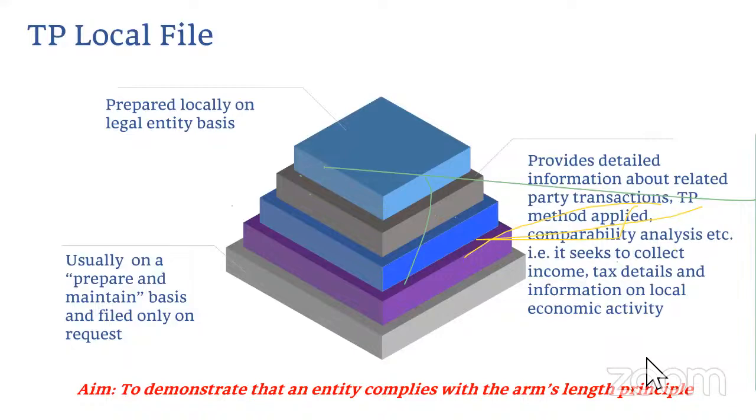Then what is also in this TP file? It provides detailed information about related party transactions, the TP methodology applied, and comparability analysis. On this comparability analysis, we're still going to be talking about some things on comparability. I will explain that as well. And why is this so? Because it seeks to collect income tax details and information on local economic activity as it relates to that subsidiary within that place. It is trying to demonstrate that an entity complies with the arm's length principle. The arm's length principle is the pivot of transfer pricing, because they want to see that the price that they have transacted is the same price that should have been the price if they had dealt with an independent entity. So that's the arm's length pricing.